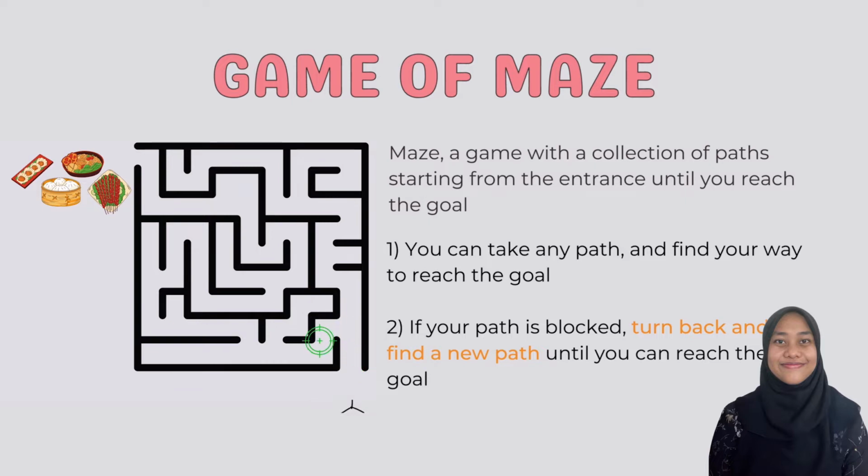The rules for the game: you can take any path and it doesn't matter as long as you can reach the goal. Once you are blocked in the middle of the path, you can just turn back and find the other path to go through. Going back and finding the other path to reach the goal, that is when backtracking is applied.